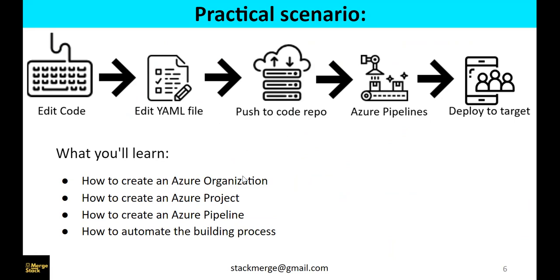In Azure DevOps, we'll see how we can create the organization, how to create the project, how to create Azure Pipelines, and how to automate our building process. While building, we'll see how to add caching, so that it will reduce our time to download the required dependencies again and again for every run. So let's jump onto the demo.